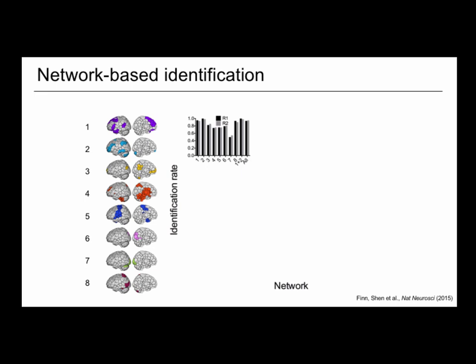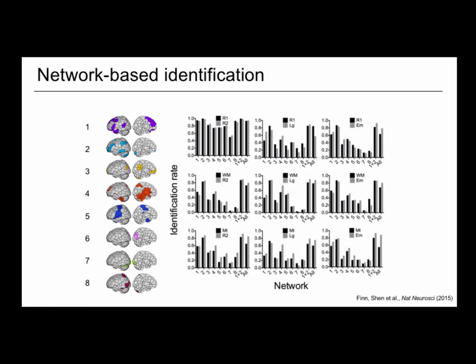So here what you're looking at is network number on the x-axis corresponding to these guys, and then identification accuracy on the y-axis. This is for the REST1 to REST2 pair, and these are for the rest to task and task to task pairs. And there's some variability across the pairings, but overall, hopefully you can notice that the first 2 networks, so networks 1 and 2, which we're calling medial frontal or frontoparietal networks, tended to do the best for identification.